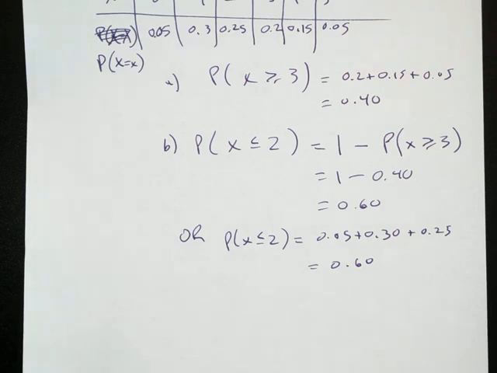Since this is discrete, there's no option between 2 and 3. I mean, these are people. You don't have 2.5 people show up in the ER. At least I hope not. That's not a good thing.